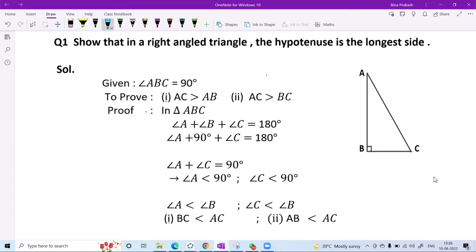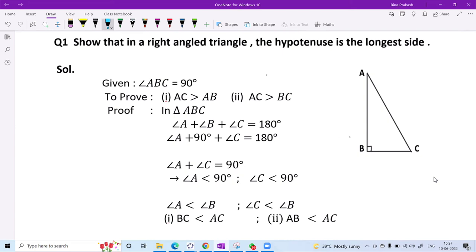So let us see now. In triangle ABC, we have a relation that the sum of the three angles of a triangle is 180 degrees. The sum of three angles of a triangle is 180 degrees. Yes, sir, the children know that. Now the measure of angle B is 90, I have substituted its value. So what we get is that the sum of angles A and C is 90 degrees.